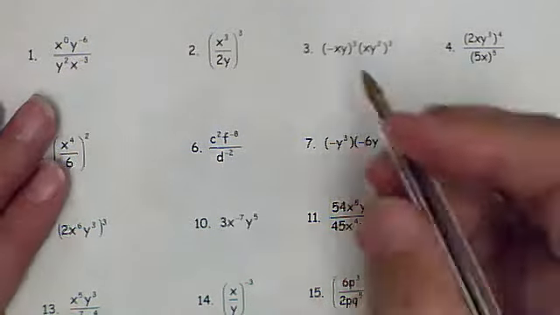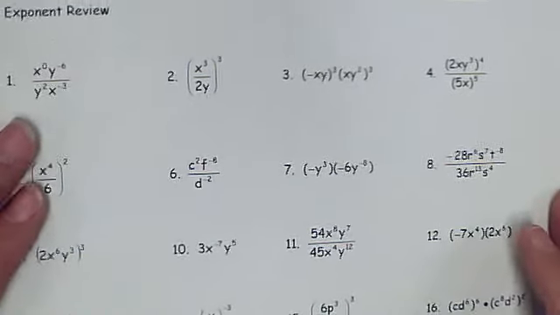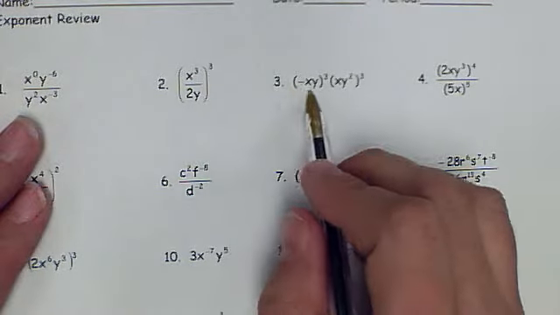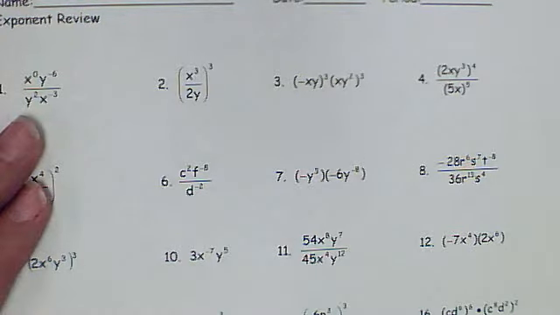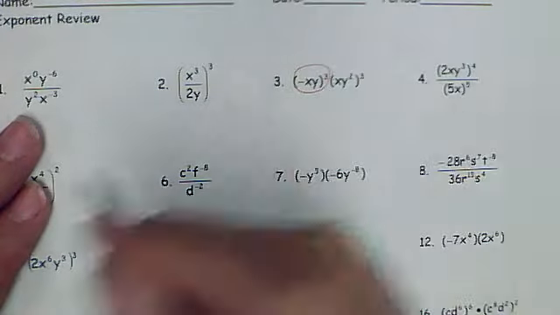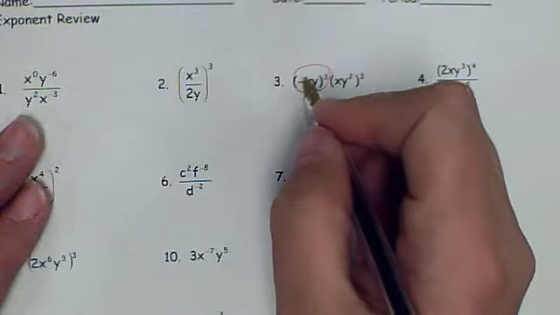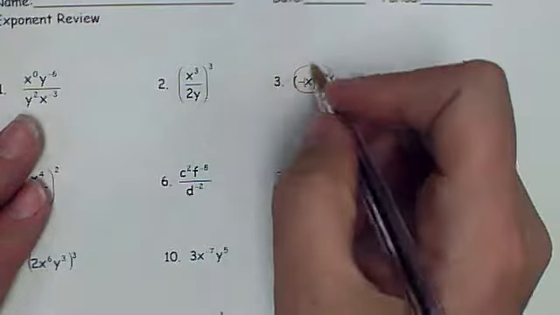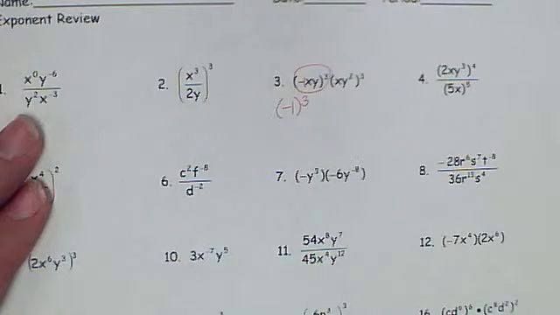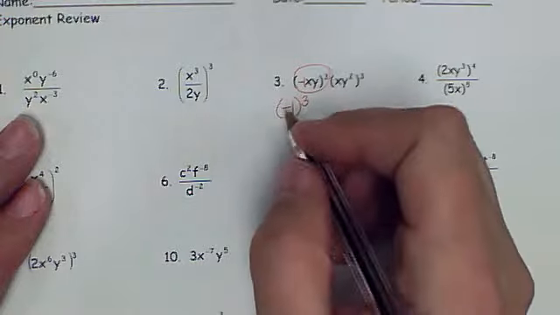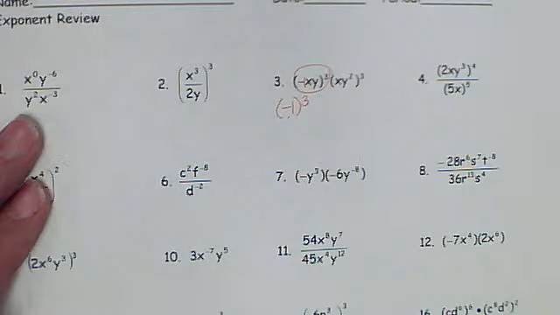So I'm going to start with problem number 3. Problem number 3, negative xy all to the third power, xy squared to the third power. I have to break this into 2 parts. I have to do this part first. Now, the coefficient here is a negative 1. Negative 1 to the third power because that 3 gets distributed. Remember, it's not multiplied by the coefficient, it's distributed to it. Negative 1 to the third power means negative 1 times negative 1 times negative 1, which is negative 1.